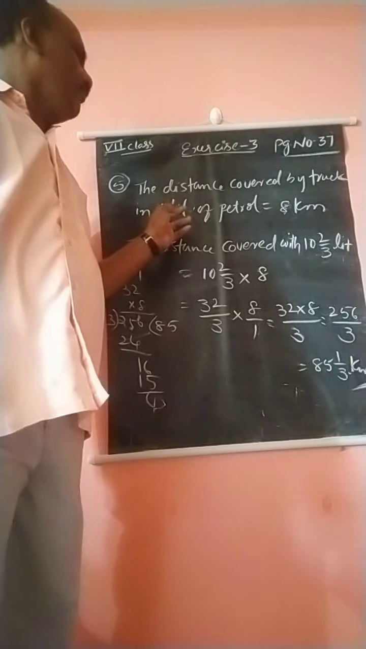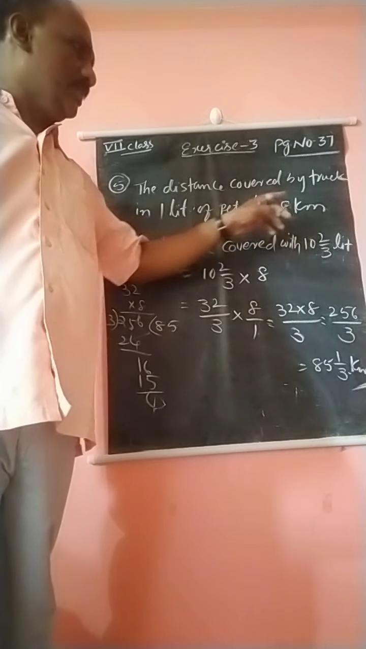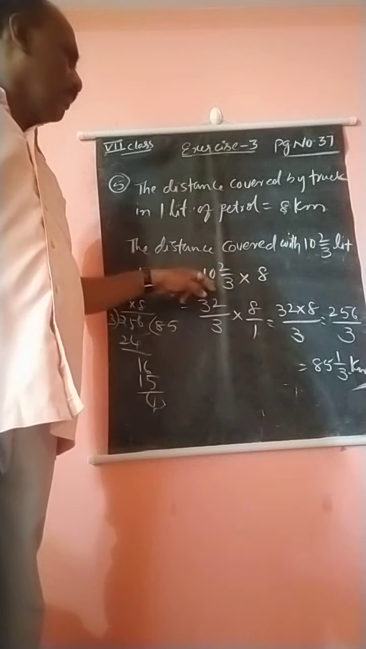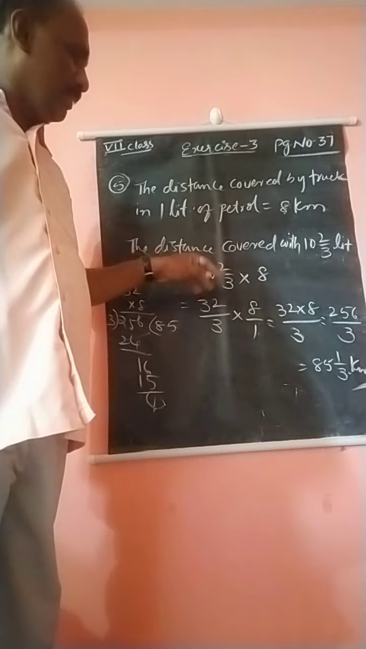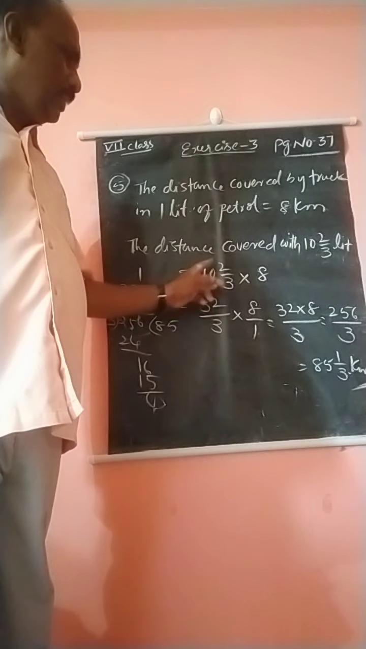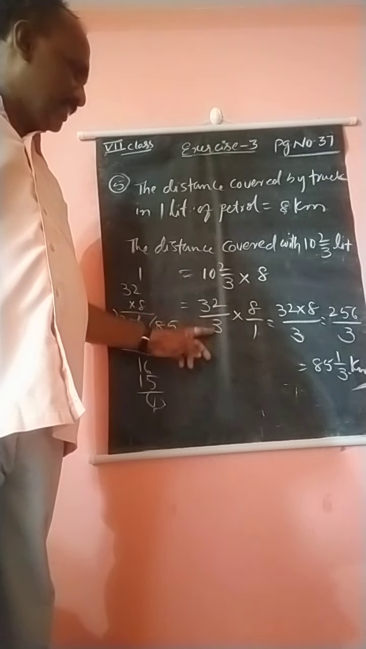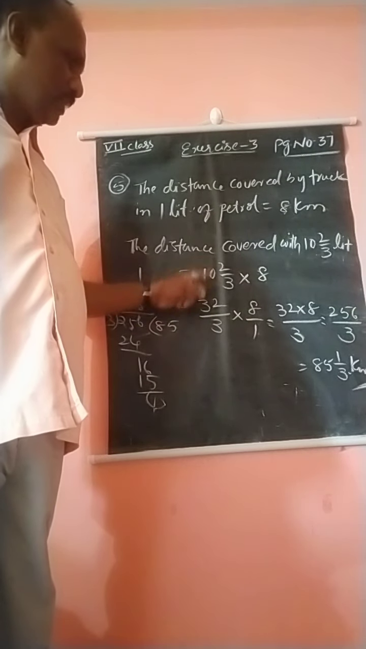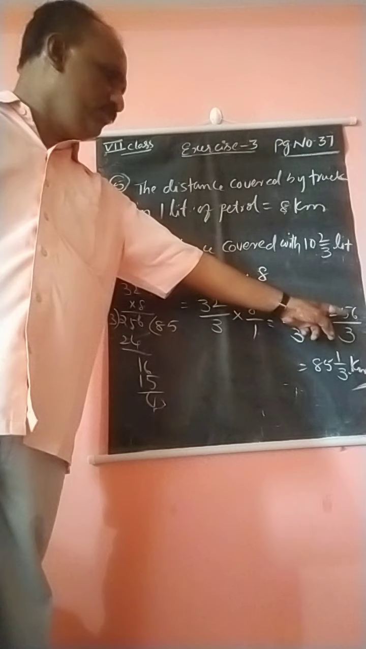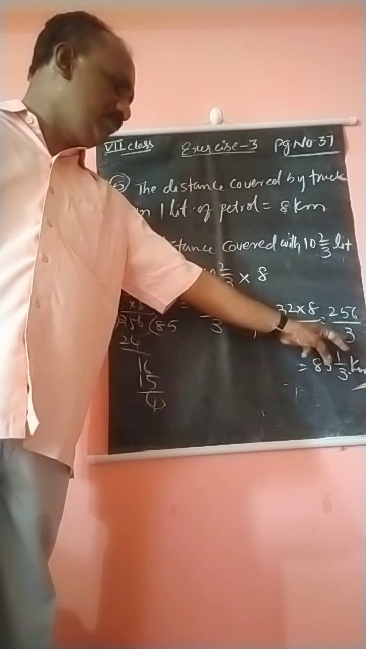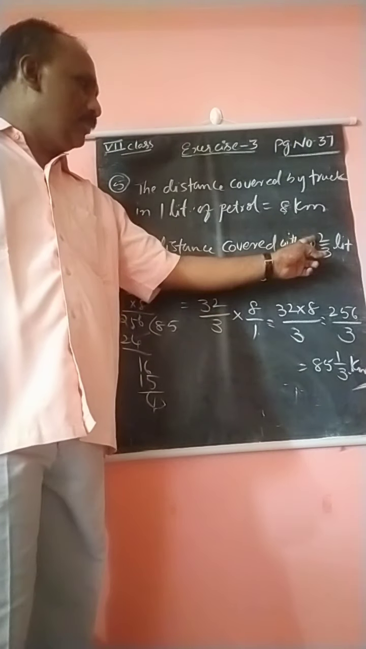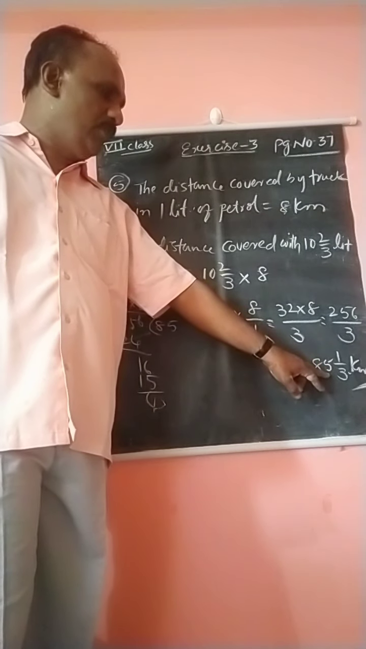See children, with 1 liter of petrol, how far does it travel? 8 kilometers. With 10 2 by 3 liters of petrol, how far does it go? 10 2 by 3 is a mixed fraction, you can convert it into an improper fraction. 10 threes are 30, plus 2, 32 by 3, into 8 by 1. 32 into 8 is 256, 3 into 1 is 3. 256 by 3 you can express as 85 1 by 3 kilometers. So with 10 2 by 3 liters of petrol, the distance covered is 85 1 by 3 kilometers.